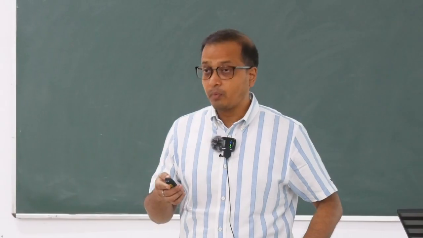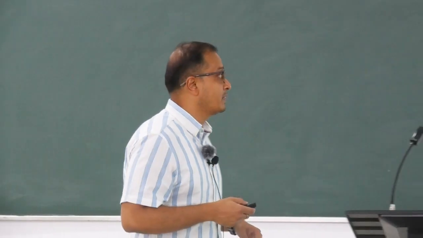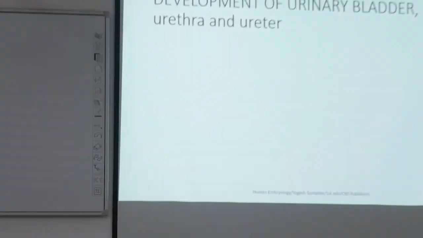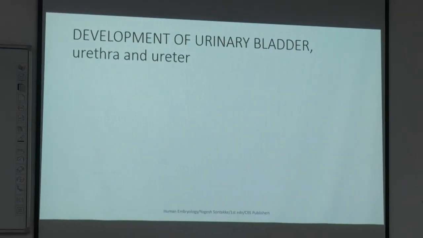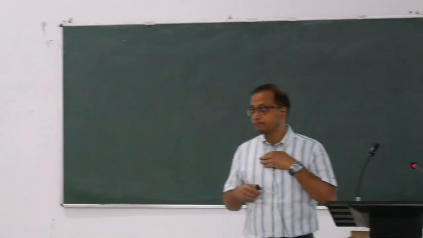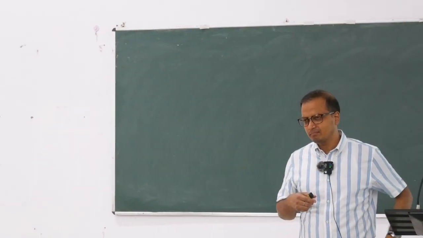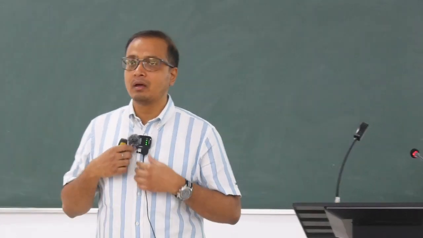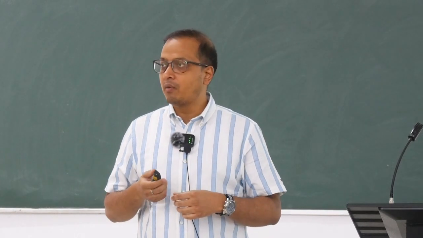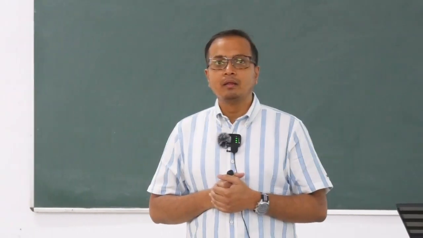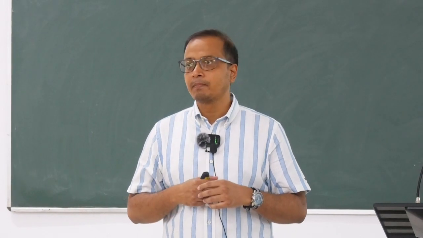Okay, so we are finishing this developmental aspects of the urinary system. In the previous lecture, we talked about the development of the kidney. Just to have a quick brief overview of whatever we have learned about kidney development, which is a kind of complex formation of the development in the urinary system.